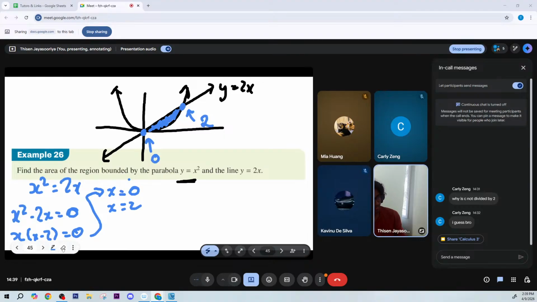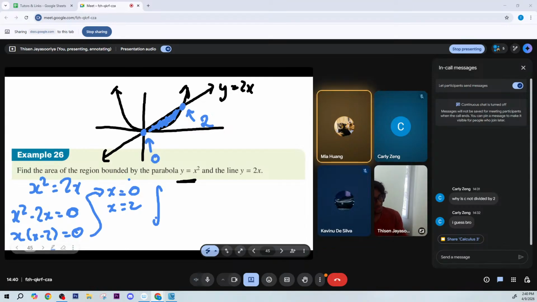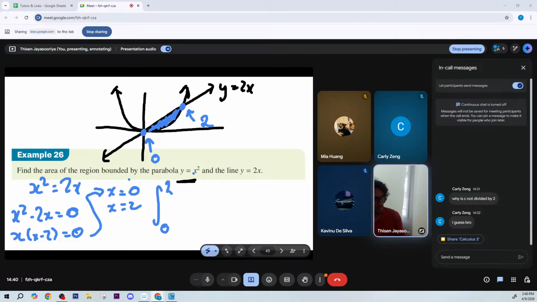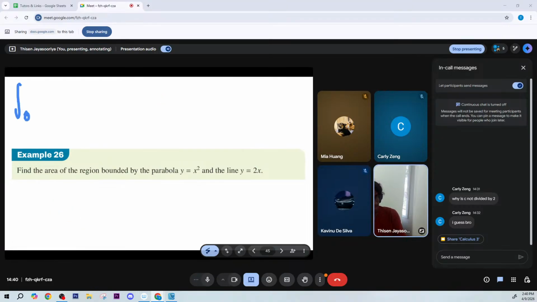So, Mia, how would I write out my integral for this? Okay, so you do the boundaries from 0 to 2, and then the top function, which is 2x, take away the bottom function, which is x squared, dx. And then we do our fundamental theorem. So if I clear everything here, I'm just going to do the integral from 0 to 2 of 2x take away x squared dx.